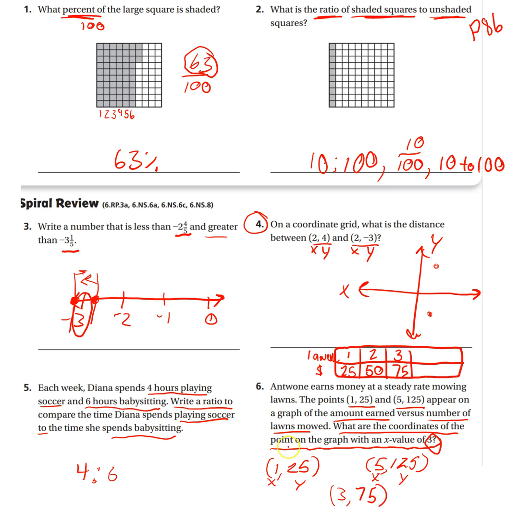So what are the coordinates of the point on the graph with the x value 3? It's going to be 3, 75.